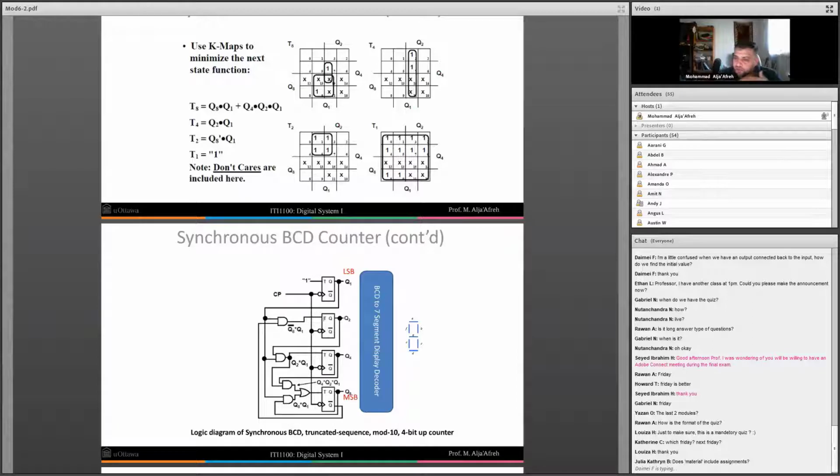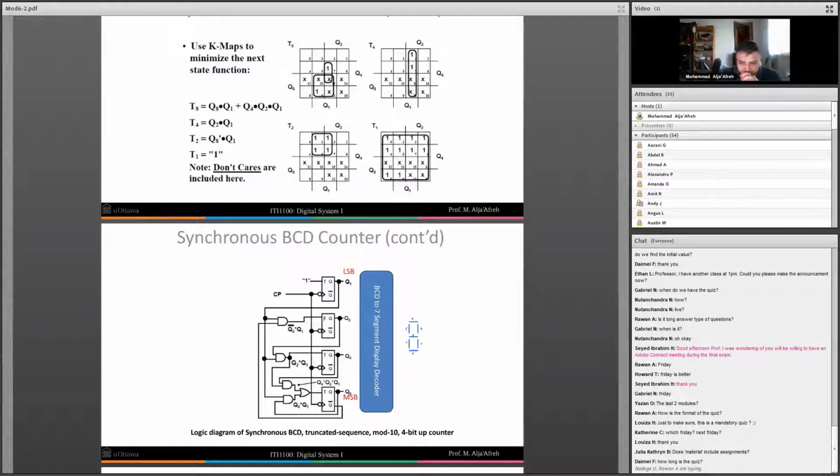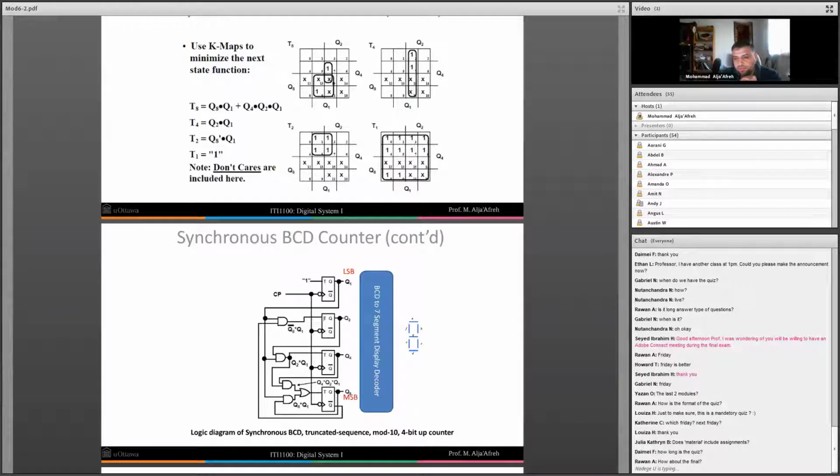Guys, the decision to move it to Adobe Connect is in your favor. Trust me, it's going to be in your favor, 100%. 20 minutes. The final is similar to what we have.